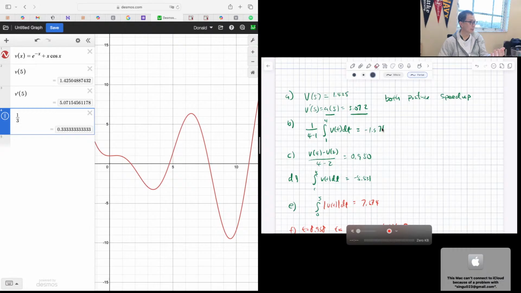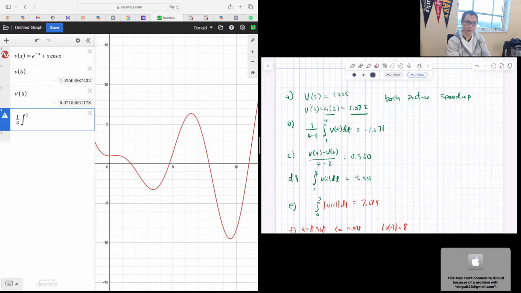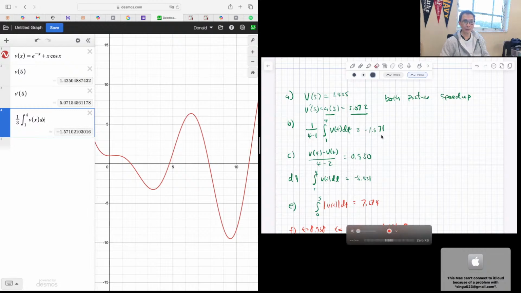Does that make sense? And then I'll just do int. If you guys know how to take integration, it's 1 to 4 here. And this is v of t. Now, on your calculus section, integral of v of x dx, it's going to be negative 1.571. And that's how you get a number. Any questions so far? Samantha, do you have questions? No. Okay. Yes. Can we use the average value because we're finding the average of velocity?